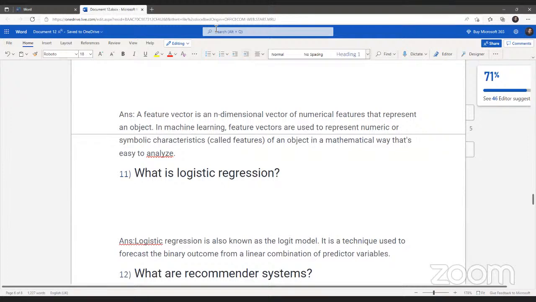If anyone knows the answer, ping me in the chat box and we'll discuss the answer within a minute.